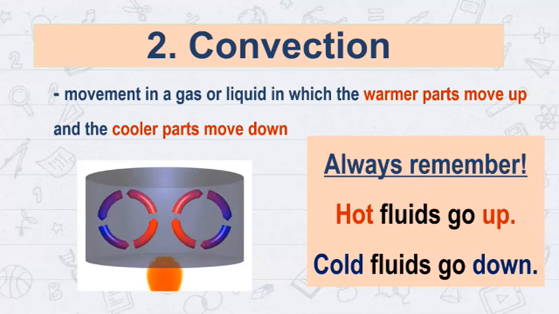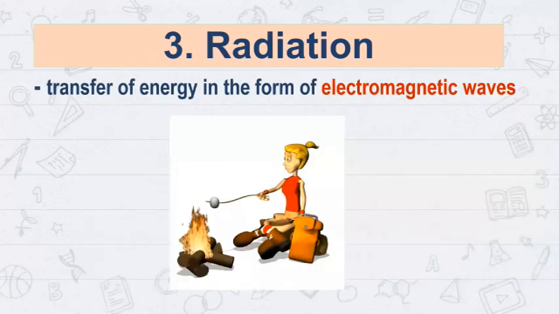The warmer parts of a liquid or gas move up while the cooler parts move down, creating some sort of a current. Convection can be seen in boiling water and moving air or wind. Lastly, we have radiation. It is a transfer of energy in the form of electromagnetic waves. Previously, we learned that electromagnetic waves do not need a medium to flow. In this example, radiation waves cause the marshmallow to get that perfect shade of golden brown.